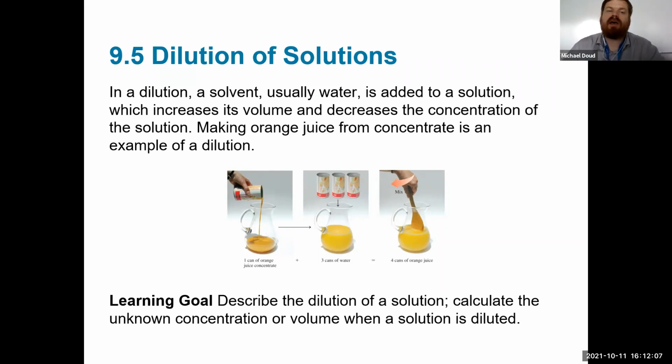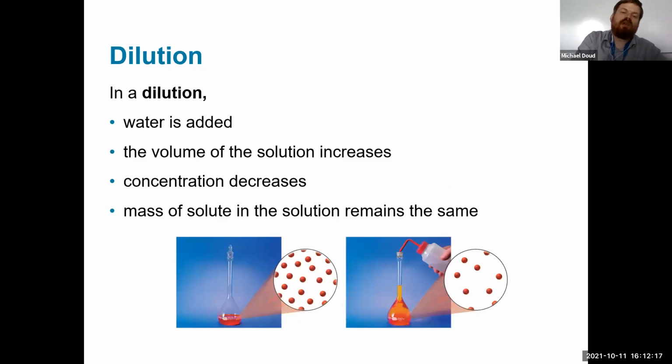When we make a dilution, it's when we take a solution and add in more solvent. And all that does is decrease the concentration of the solution. So when we dilute stuff, we add water, and then the volume of the solution increases. Because the volume of the solution increases, the concentration decreases. Keep in mind the mass of the solute in the solution will remain the same.